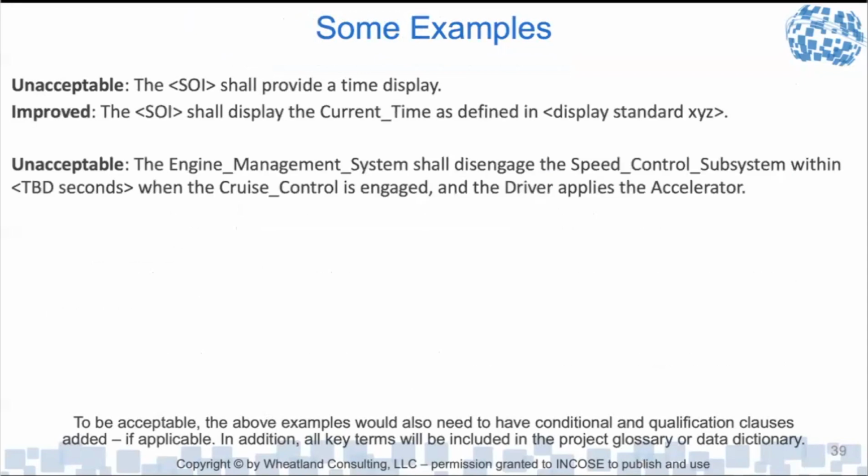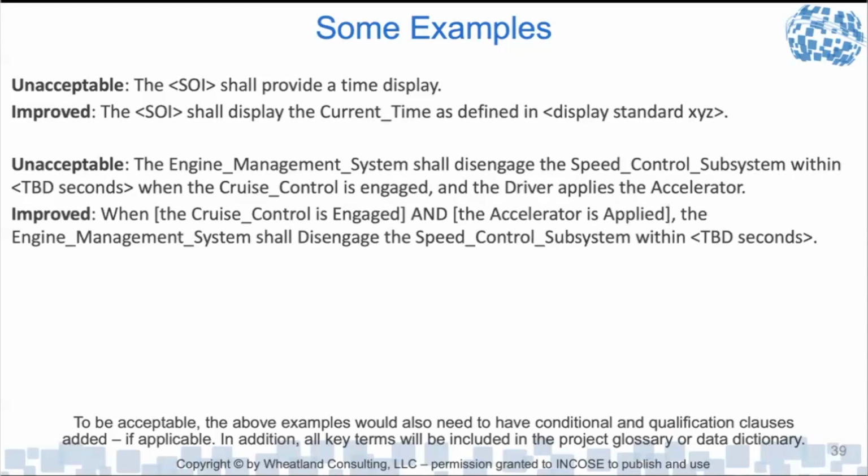The engine management system shall disengage the speed control system within so many seconds when the cruise control is engaged and the driver applies the accelerator. So there's a comma in there. It's really ambiguous as to what's meant. When I say "when" up front, and now I've made those statements clear, that action is going to be taken. Now I've taken all the ambiguity out, and I've included the conditional statements together rather than separating them in separate places.